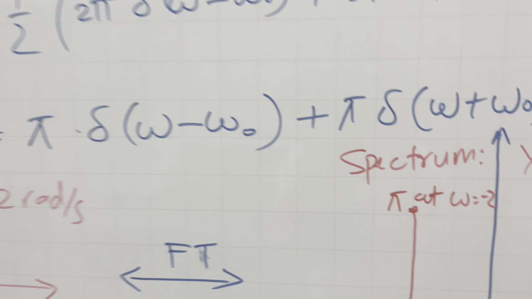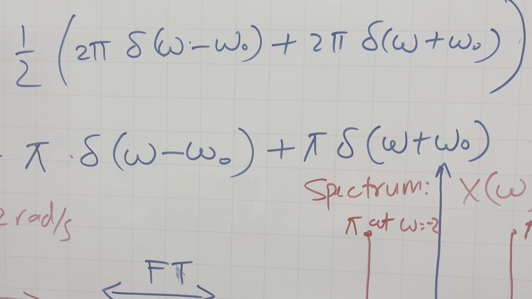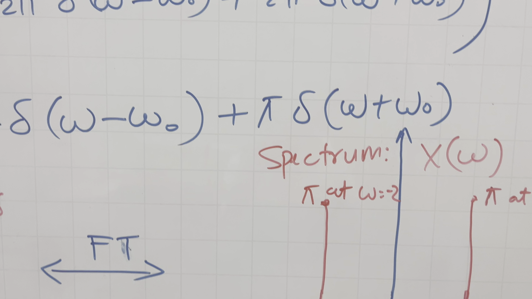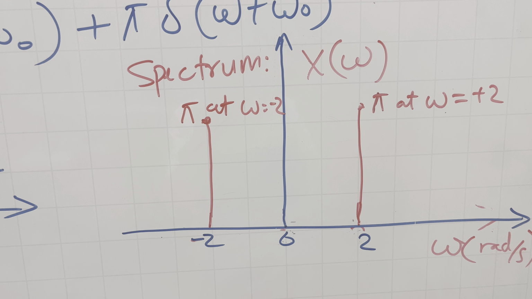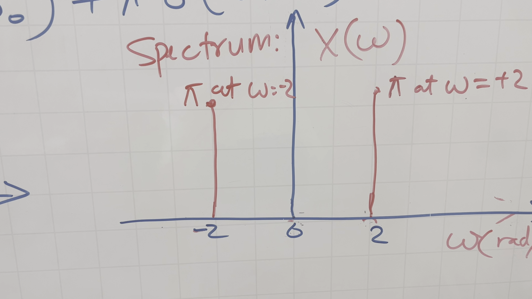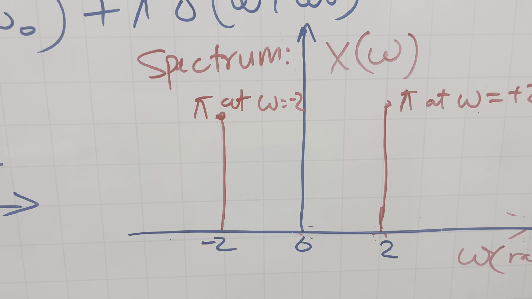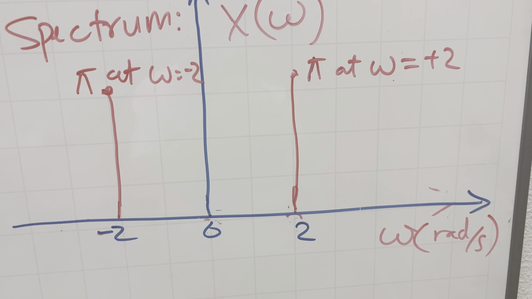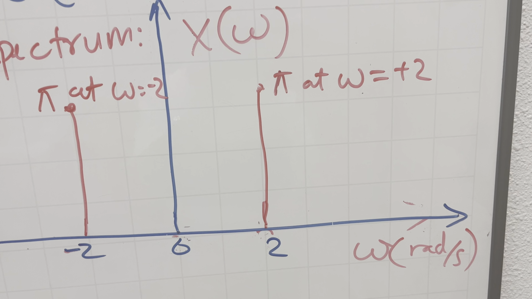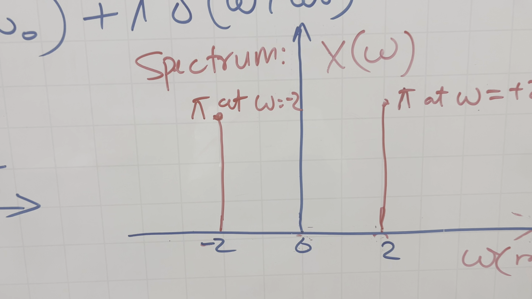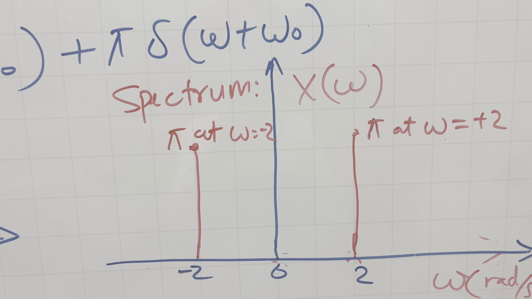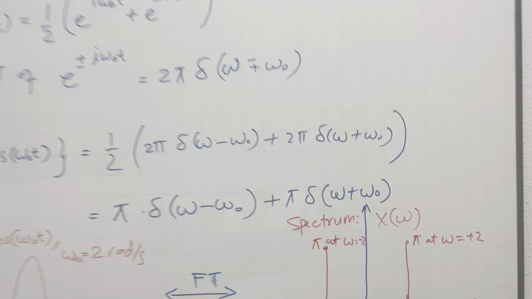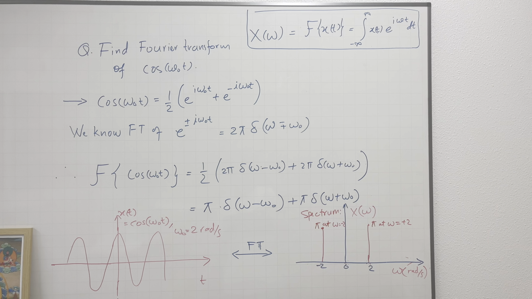As you can see from the Fourier transform, we have only two signals. The signals are at omega equal to plus minus omega naught. So out here at minus 2 with amplitude pi we have one signal, and also at plus 2 with amplitude pi we have one signal. So this is the representation of the spectrum of cosine in the frequency domain. So this is the Fourier transform of cosine omega naught t.